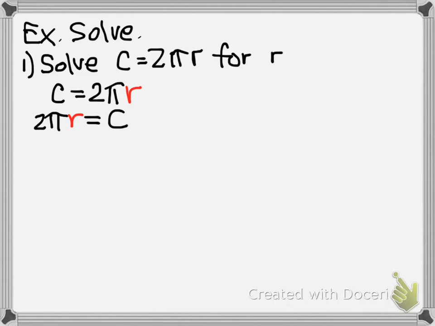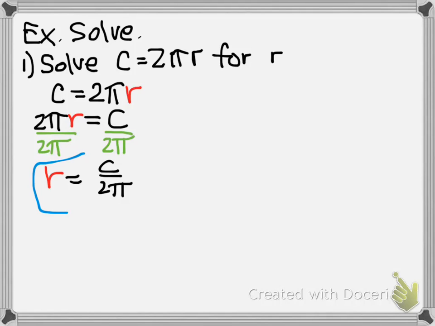All right. So then we look at our r and we ask what's happening to the r? What math is going on to the r? It's being multiplied. And what is it being multiplied by? 2 pi. So the inverse of multiplying is? So we're going to divide both sides by 2 pi. And our answer, the variable we're looking for, r, is equal to c over 2 pi. And that's it. That's all you need to do. You're not solving for anything. You're just setting up the problem.